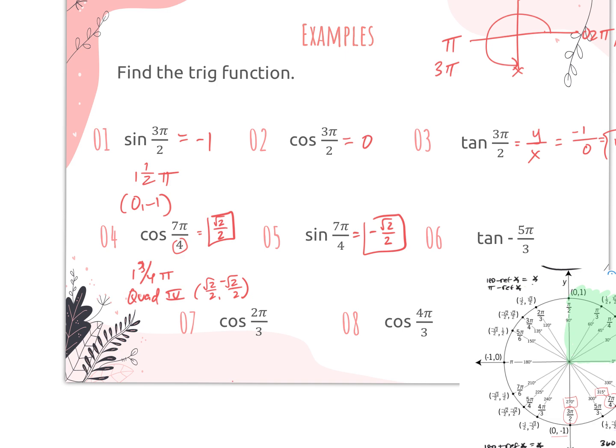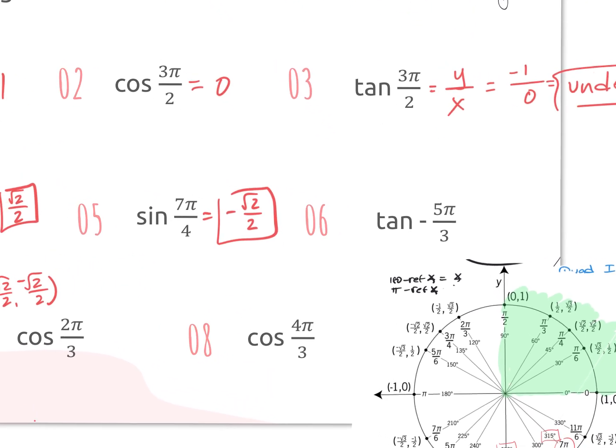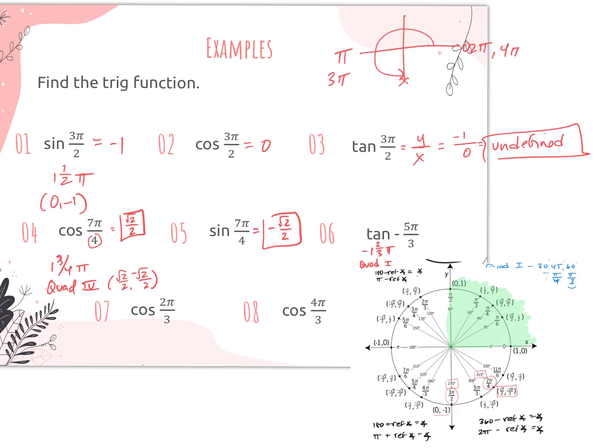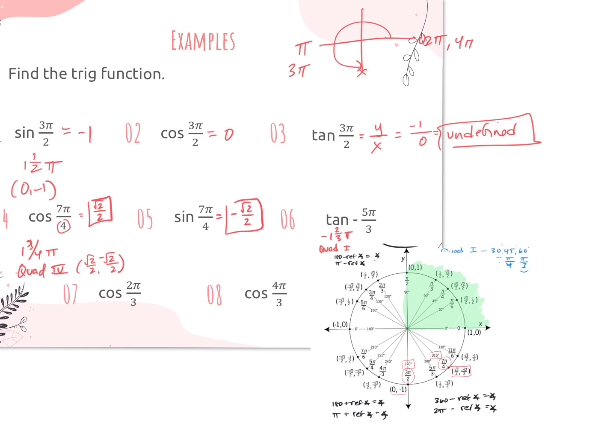And then we go to a new angle here. We've got negative 5 pi over 3. So this is negative 1 2/3 pi. So again, I'm almost at 2 pi, but it's negative. So I know that this is going to probably end up in quadrant 1. That's going to be my best guess. And so I'm going to try to figure that one out.